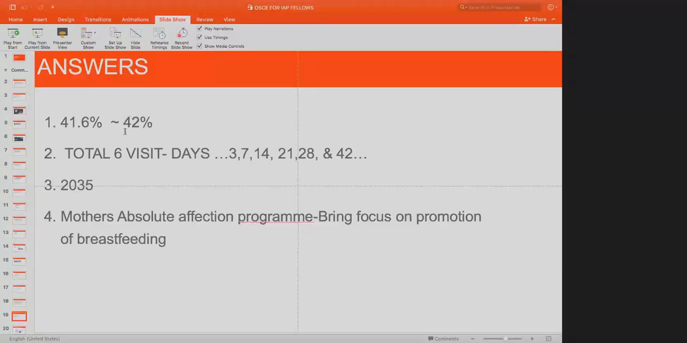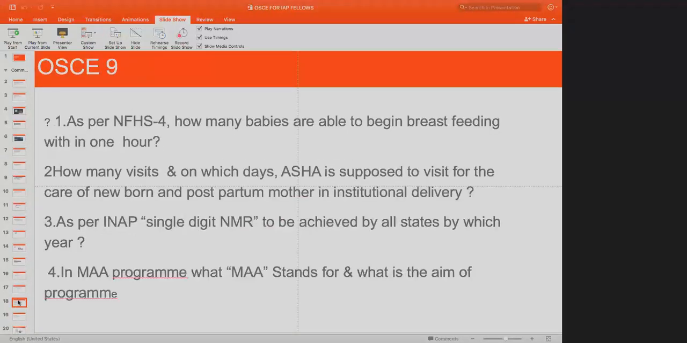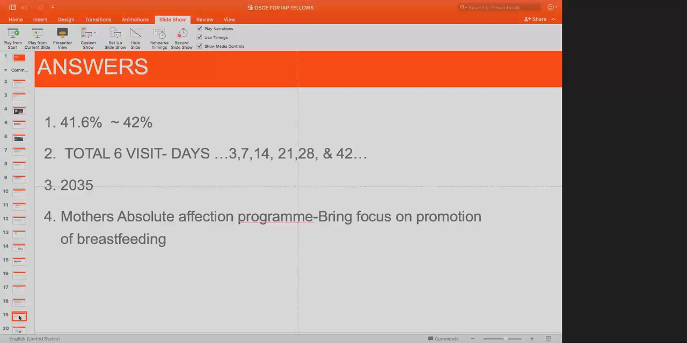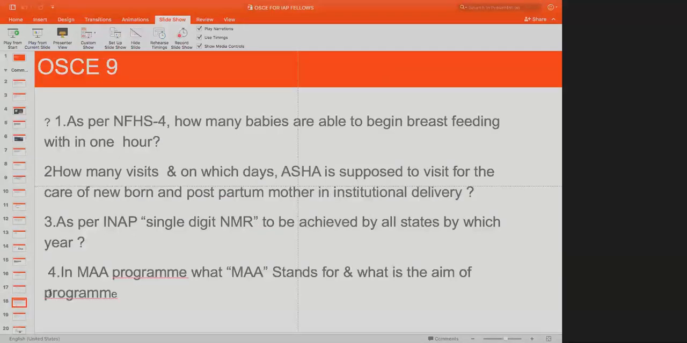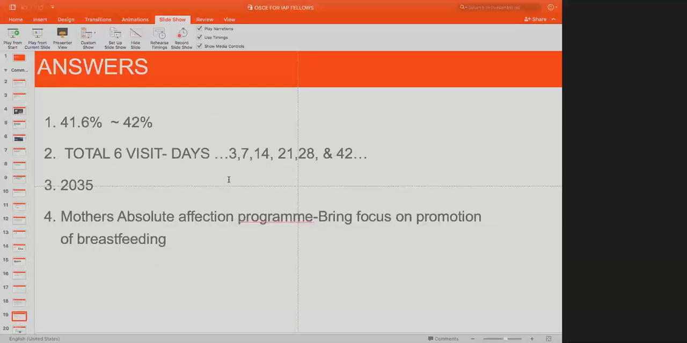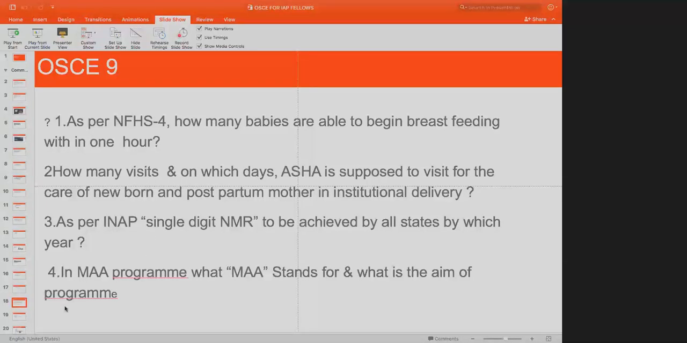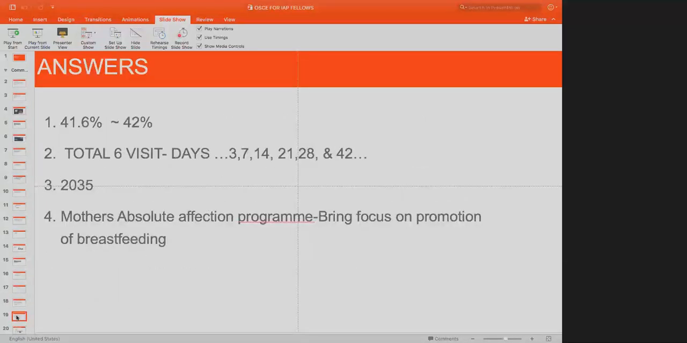So the answer for the first: according to NFHS 4, only 42% of babies are able to begin breastfeeding within 1 hour. And for ASHA visits, a total of 6 visits are to be done by ASHA workers, on days 3, 7, 14, 21, 28, and 42. And single digit NMR is to be achieved by 2035. And MAA is Mothers' Absolute Affection program, which brings focus on promotion of early breastfeeding.